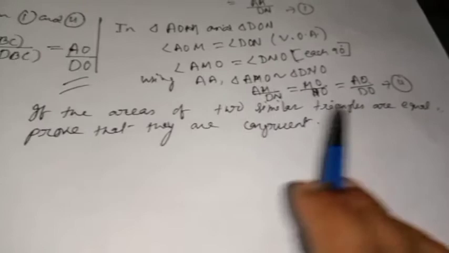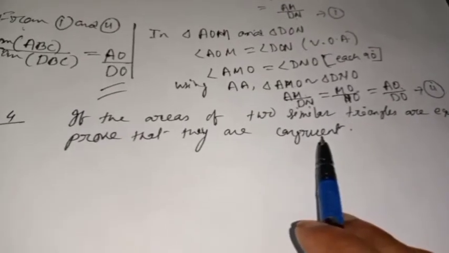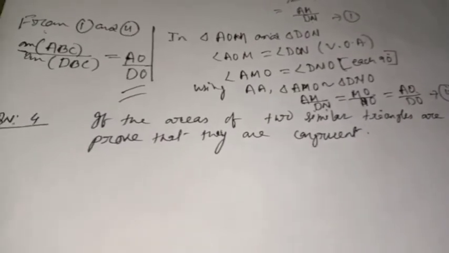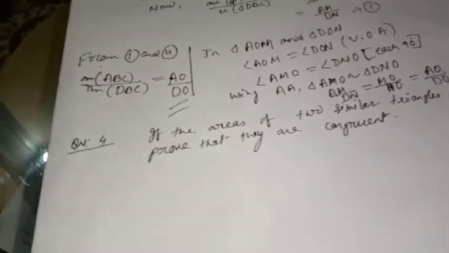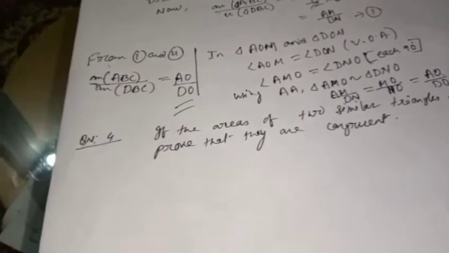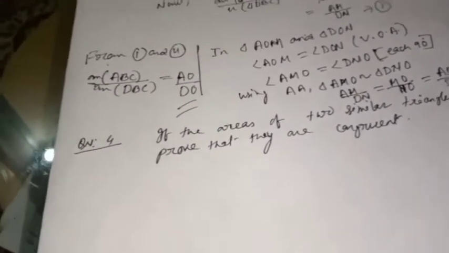Question number 4. If the areas of two similar triangles are equal, prove that they are congruent. Is it correct? That one we are going to prove, no? It is correct or not? 100% it is correct, okay? So how to prove that if the areas of two similar triangles are equal, then they are congruent, okay? See.